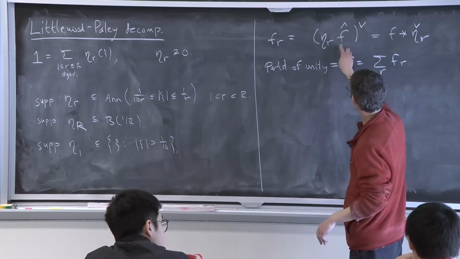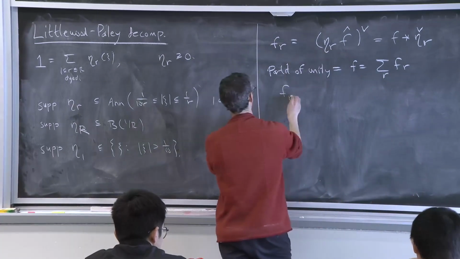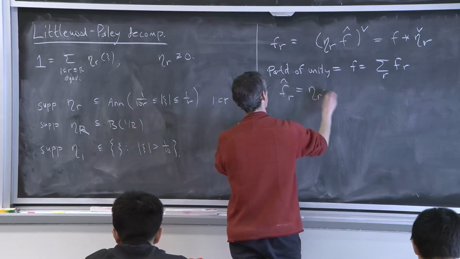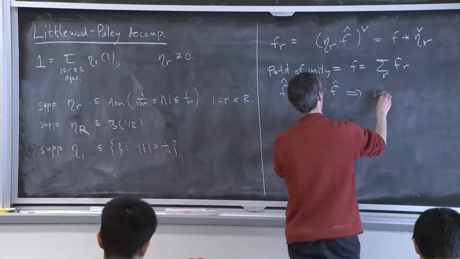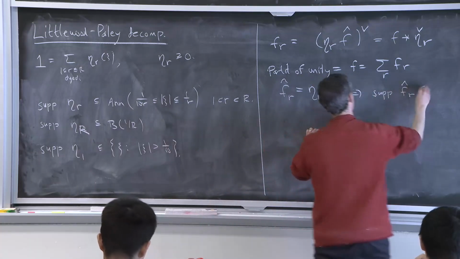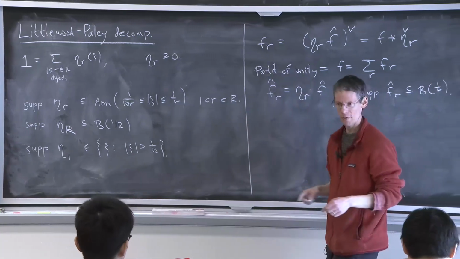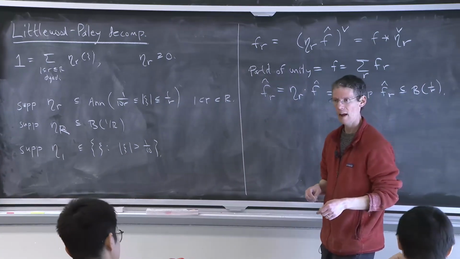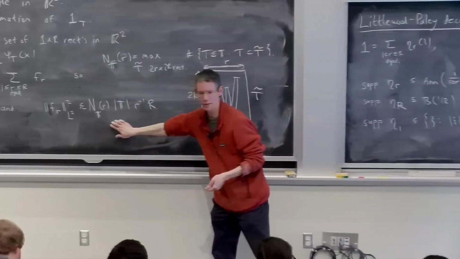And from this formula, this here is the Fourier transform of fr hat. Fr hat is eta r times f hat. And that tells us that the support of fr hat is contained in the ball of radius 1 over r. So we can check off that part of the conclusion. And then the difficult and interesting part will be to figure out the L2 norm of each of these pieces fr.